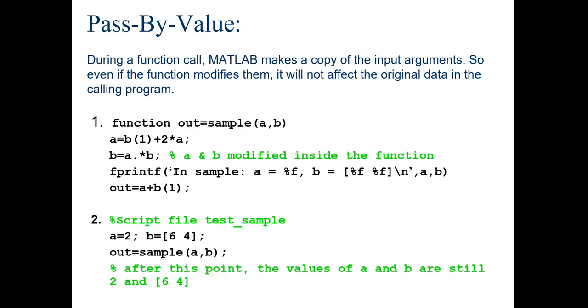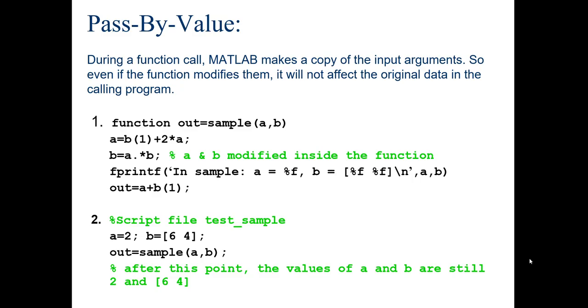So in this example here, we have a function called sample. Our output is called out, our inputs are called a and b. A and b may exist in our workspace already. But notice that what this function is doing is it's modifying a and b. It's now declaring a as being the first element of b plus 2 times a. B is a dot times b, so we're completely changing the values for a and b. However, when we run this script, it will not change the a and b that exists in our command window's workspace. All it's going to do is give you the value for out. All our function is going to give us is whatever we list in the out function.